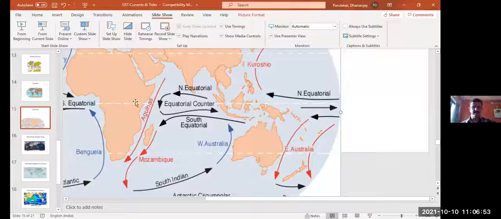Anyway, write it down in the Indian Ocean. North equatorial current, south equatorial current, and equatorial counter current in the Indian Ocean as well as in the South China Sea. Okay, done. Nadeem done. Omkar, okay, done, sir. Super.